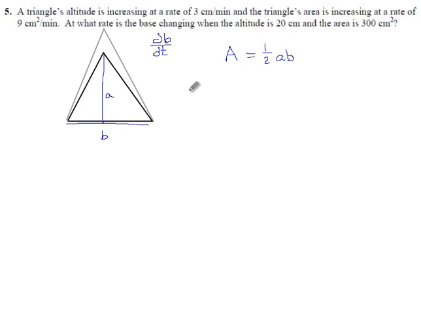Now, all of these things are changing, or we have to assume that the base is changing because we're trying to find dB/dt, which means there's not really any way to get rid of any of these variables. This thing has 3 variables and we have to deal with it that way. So when we differentiate it, the derivative of A is no big deal, it's dA. On the right side, the derivative goes right through the 1/2.